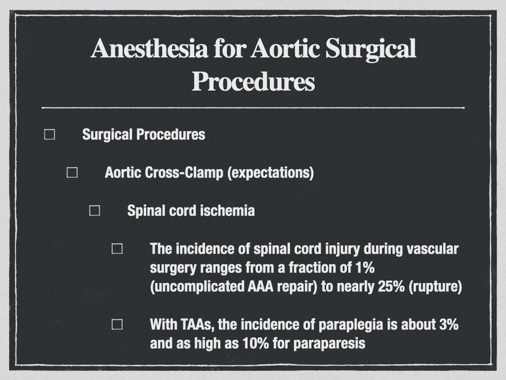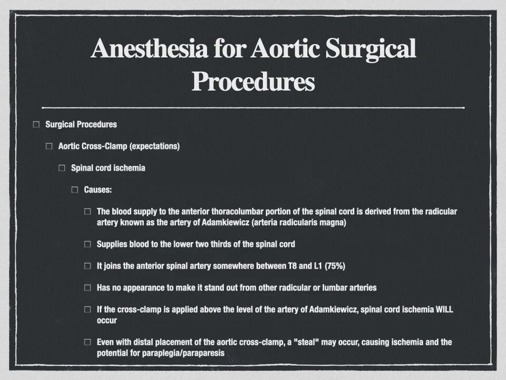The incidence of spinal cord injury during vascular surgery ranges from a fraction of 1% to nearly 25%, the lower range being with your uncomplicated AAA versus a rupture. With thoracic aortic aneurysms, the incidence of paraplegia is about 3% and can go as high as 10% for paraparesis. What causes the spinal cord ischemia?